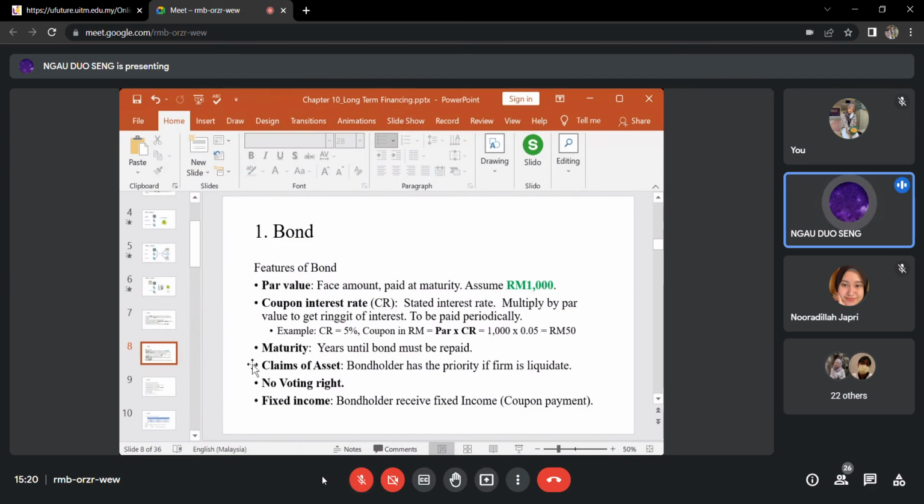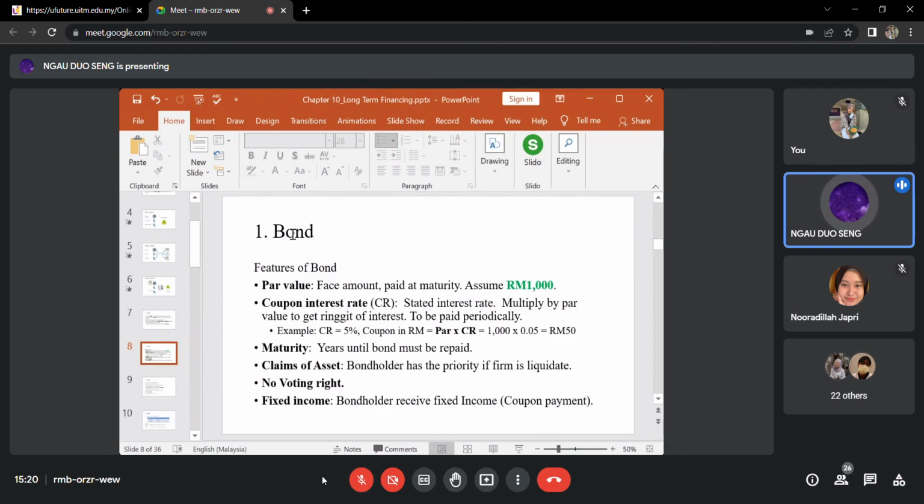And then we have claim of asset. Bondholders, right, has the priority if firm is liquidate. Maksud liquidate, maksud kalau syarikat bankrupt, so bondholders dia ada diberi keutamaan. Priority mean keutamaan untuk claim asset sebelum shareholders. Right, sebelum shareholders, so dia boleh claim the asset first. Di situasi syarikat bankrupt lah, liquidate maksud syarikat bankrupt.